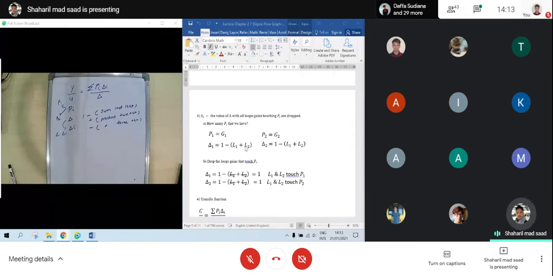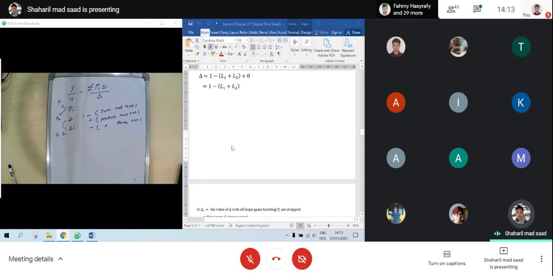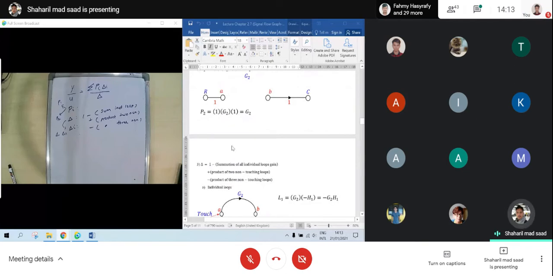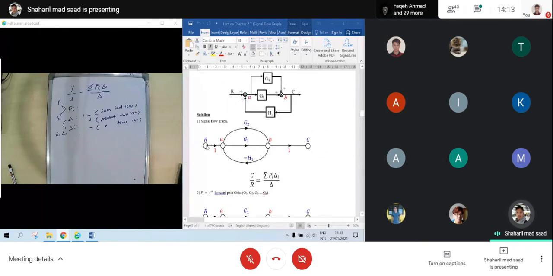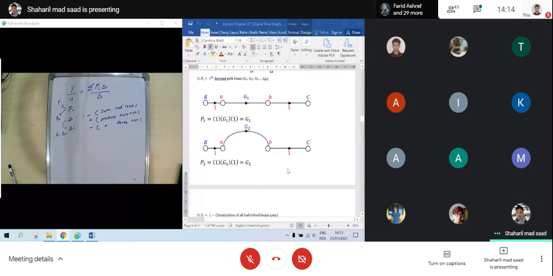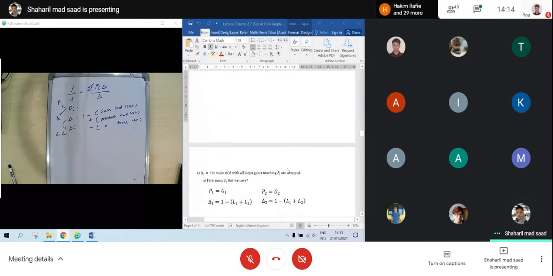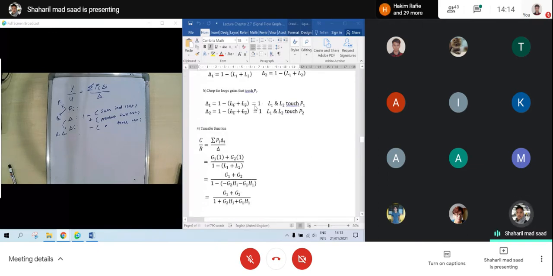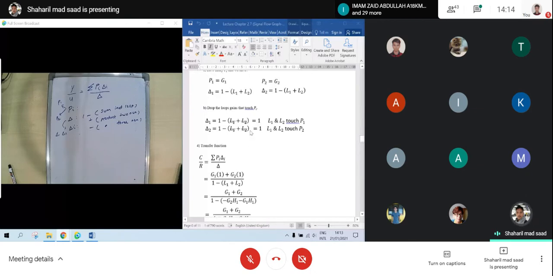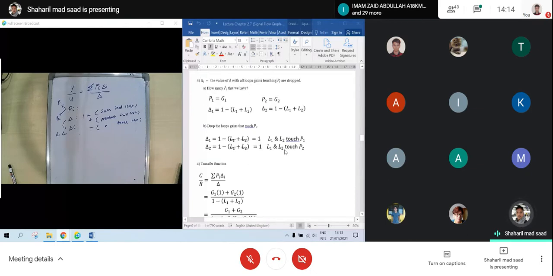L1 and L2 here touch the forward path gain G1. If you look at forward path gain 1, it's only straightforward. So loop 1 also touches, loop 2 also touches. That means you need to drop them, and then delta 1 will equal 1. And delta 2, you also need to drop it, right? Because it also touches forward path gain 2.